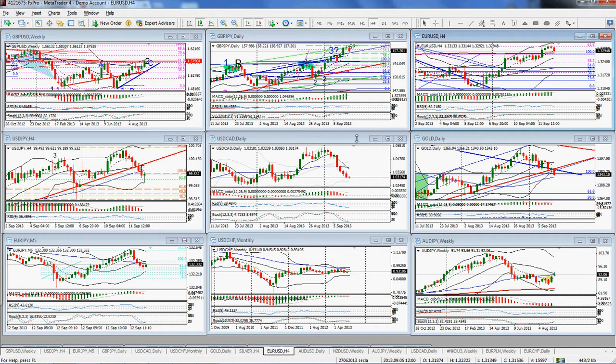Good. So that's the Euro US dollar. Euro Japanese yen.